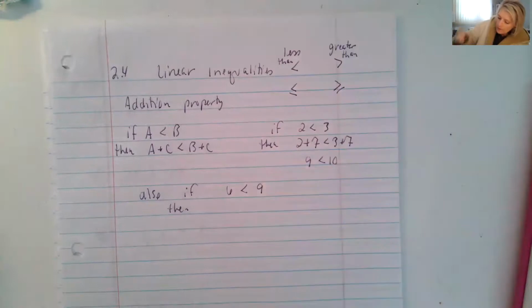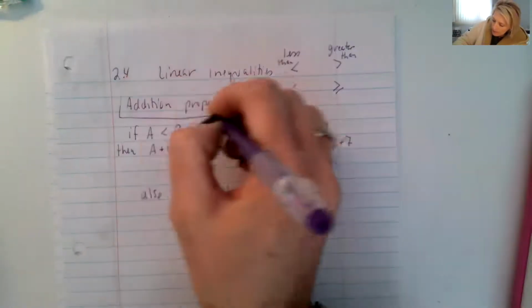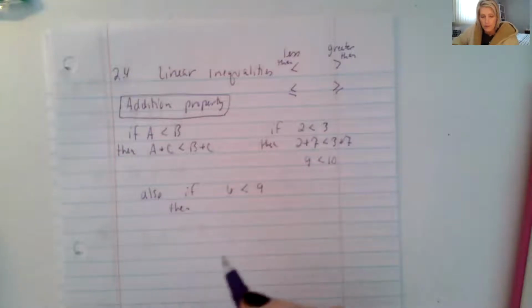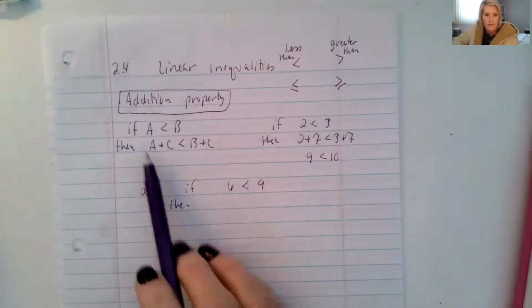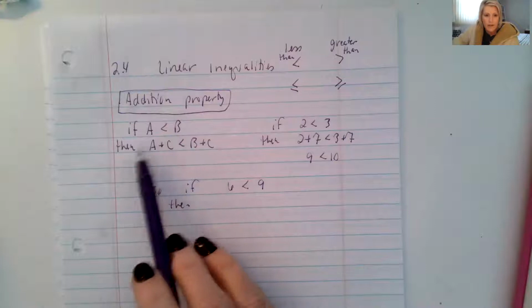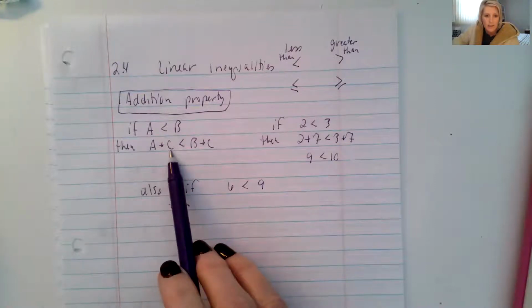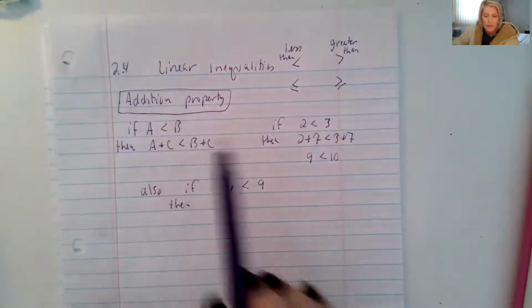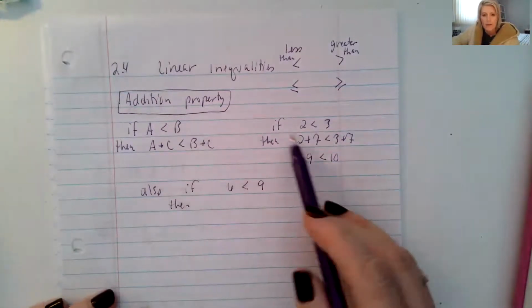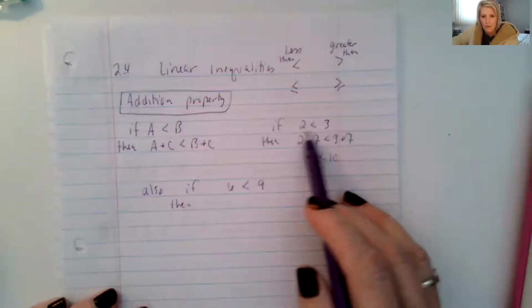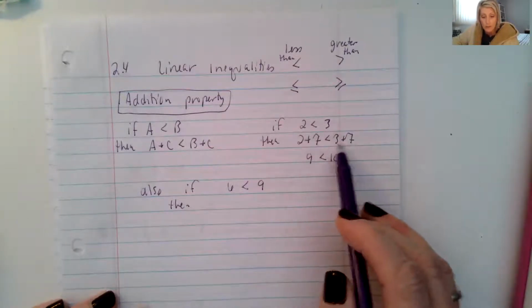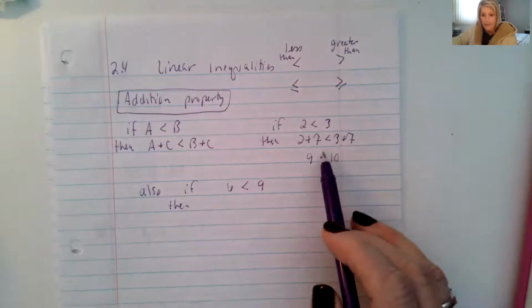So the addition property that we learned back in, I think, 2.1 when we first started solving equations, says if A is less than B, then A plus some value C is still going to be less than B plus that same value C. So let's do it with some numbers. If 2 is less than 3, we know that's true, then 2 plus 7 will be less than 3 plus 7, and 9 is less than 10.